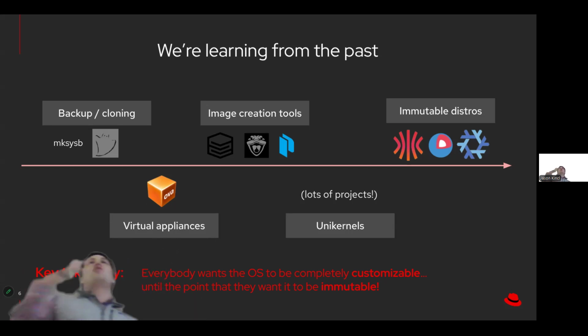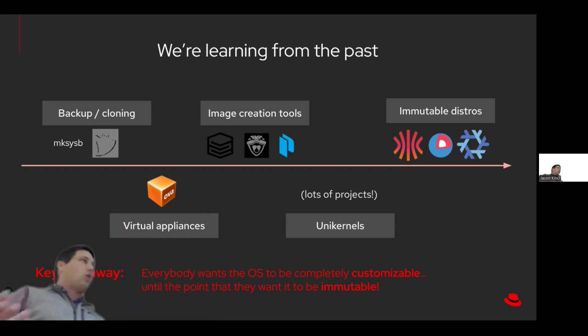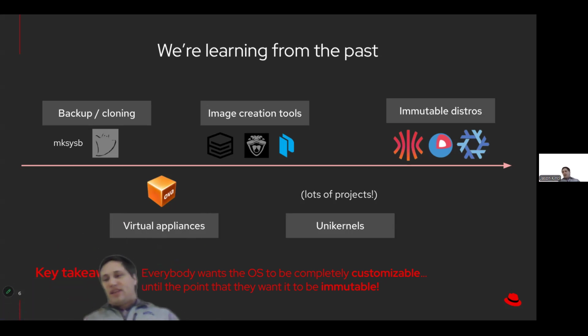Then virtual appliances, OVAs. Let's put everything that we need into this VM, draw a box around it, and we can ship that and not worry about what's inside there. That sort of worked. It didn't work for everything.